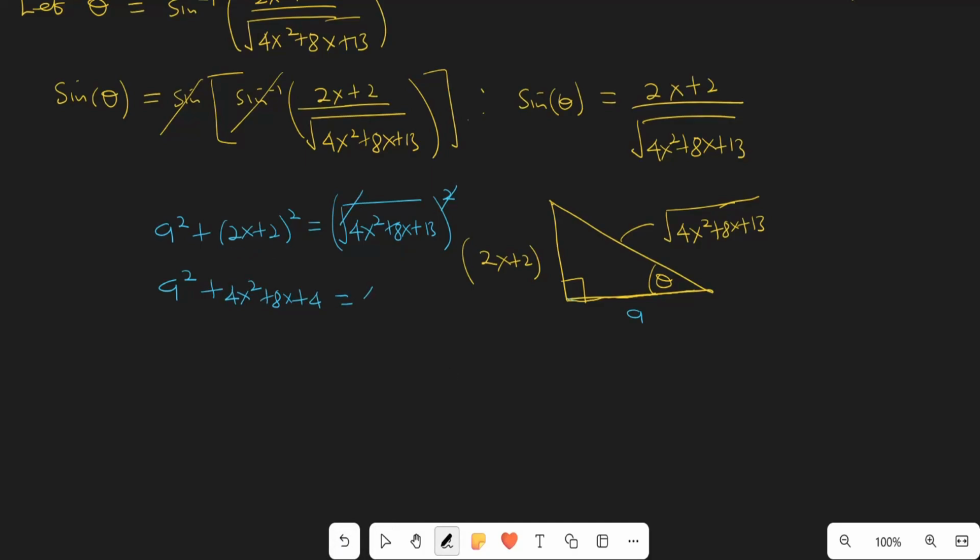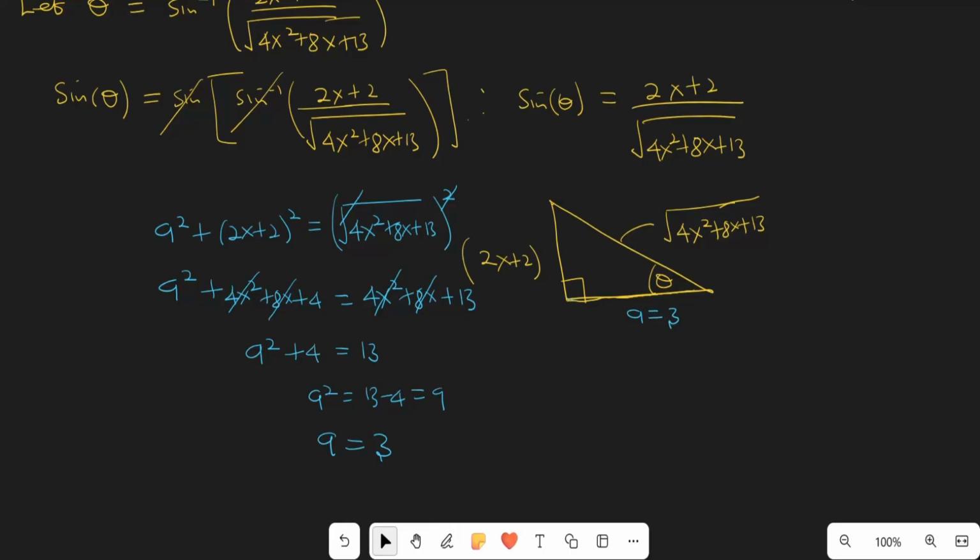The square and the square root cancel, and we have 4x² + 8x + 13. The 4x² cancels the 4x², the 8x cancels the 8x, and then we have a² + 4 equal to 13. That implies a² equals 13 minus 4, which is 9. So a is the square root of 9, which is 3. So the adjacent here is equal to 3.